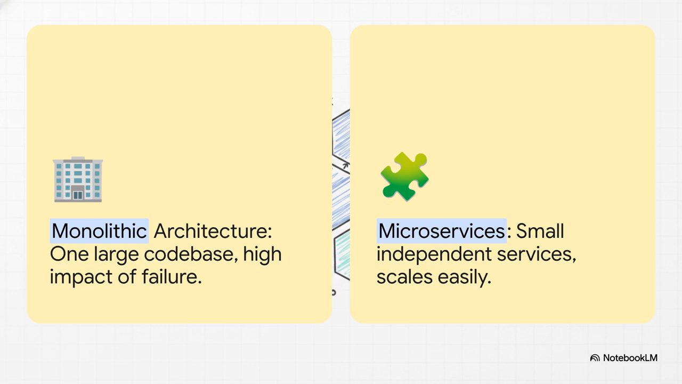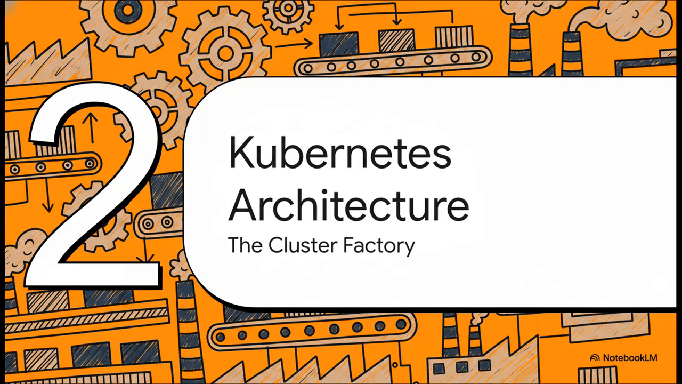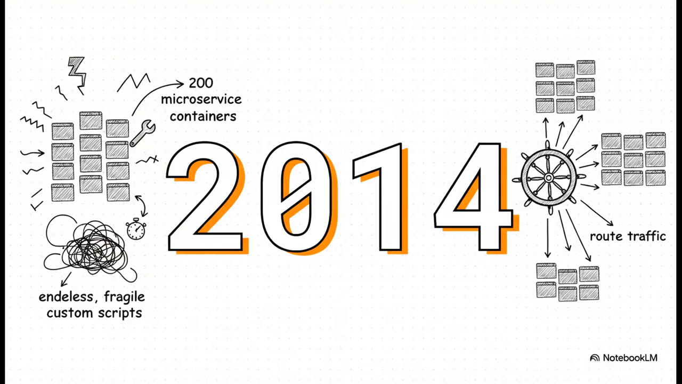But, and here's the catch, when you suddenly have hundreds of these tiny containerized microservices trying to talk to each other, you absolutely need a way to manage them. Which brings us to Section 2, inside Kubernetes architecture, touring the cluster factory. Think of Kubernetes as the ultimate automated factory manager for your microservices.